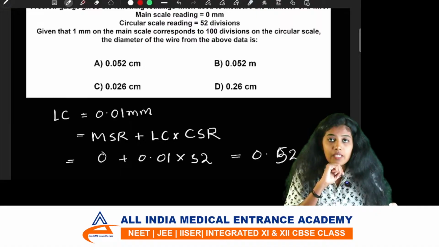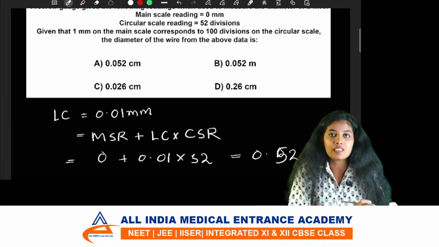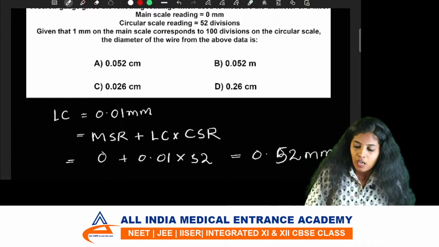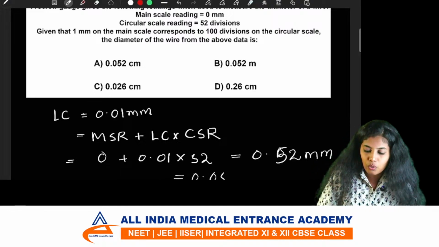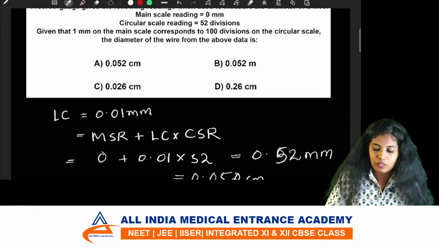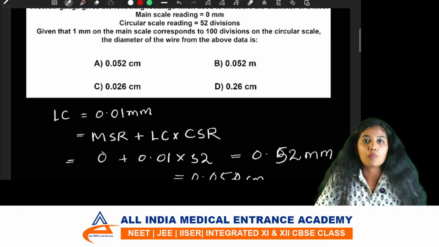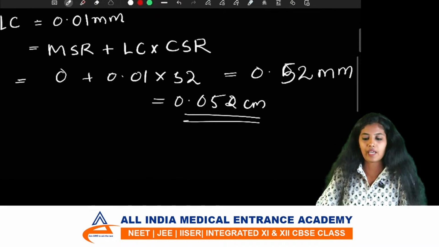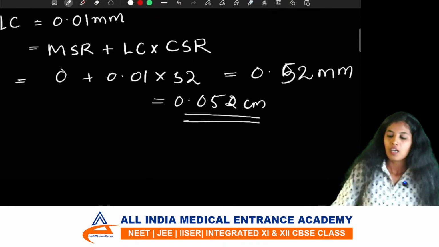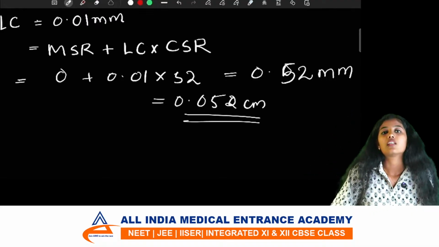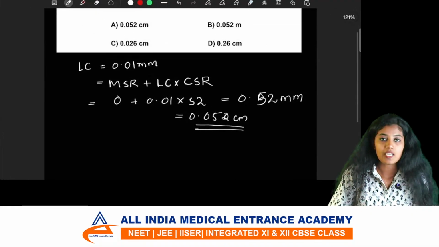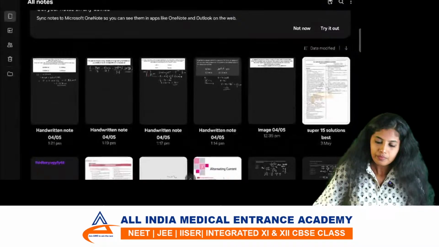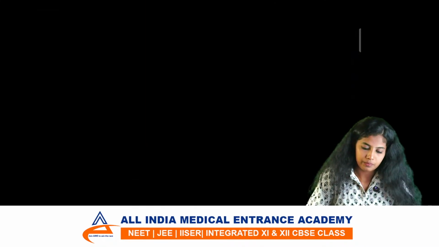Listen, all the options are given in centimeter or in meter. So we got the answer in millimeter and we need to convert it into centimeter. So the answer will be 0.052 centimeter. That is option B. I hope this is clear to you all. So the answer is in centimeter, so do not get confused. Even though we get the answer in millimeter, the options are given in centimeter. Be careful about that. So let us go to the next question.